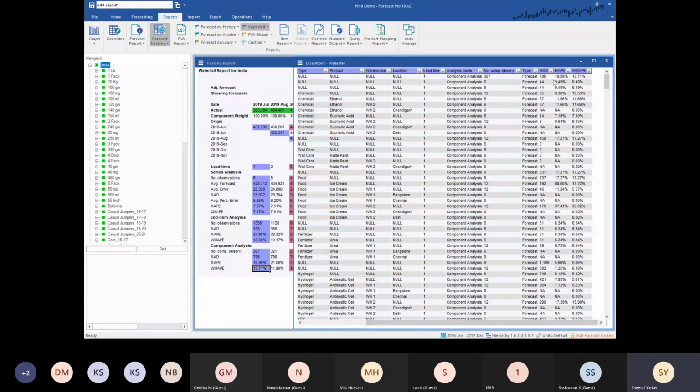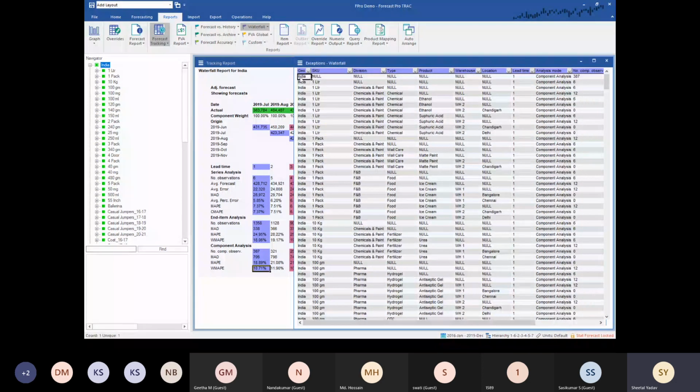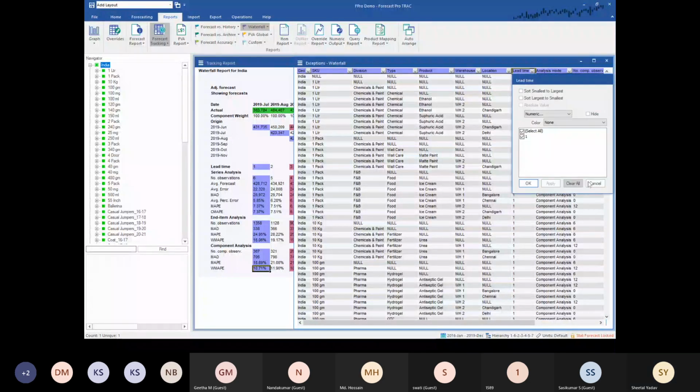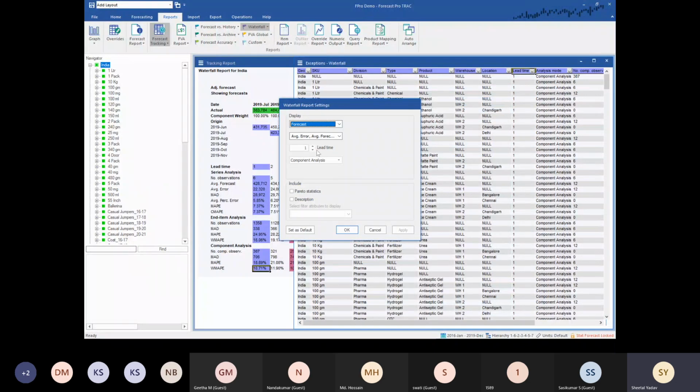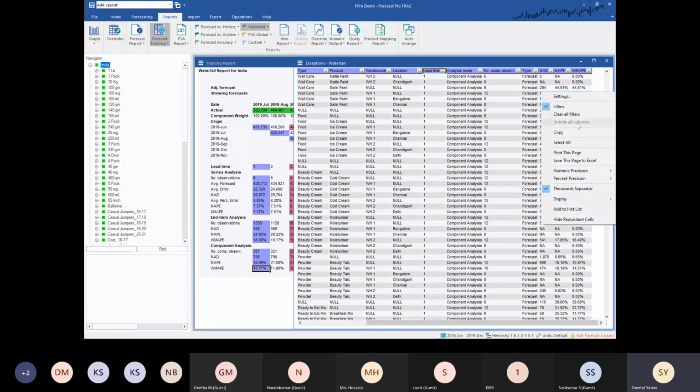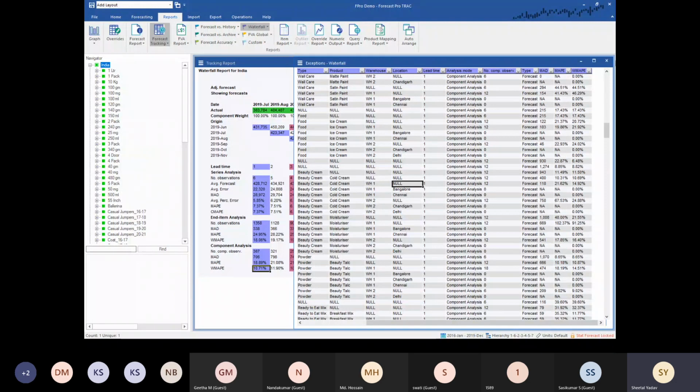So if you want to look at the details at India level, then that's available. You can select the lead time. Let me cancel. So you can also select the lead time from here. You can define the lead time, and of course, all of the Focus Pro users would know that you can export out this report to Excel and look at the details in Excel for further analysis if you want.